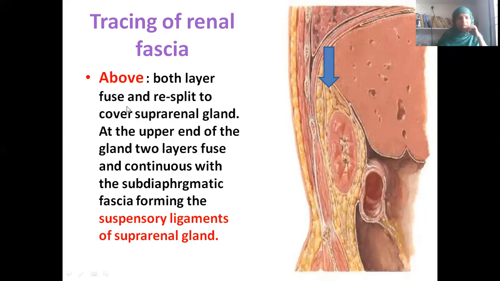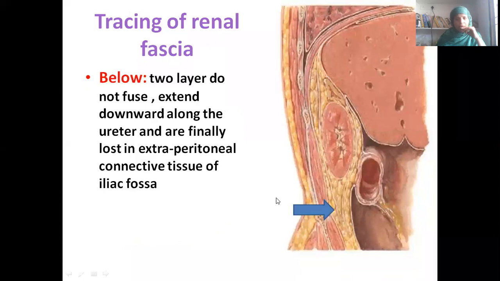Now, whatever I have explained is written here. Above, this is the anterior layer, this is the posterior layer, they are fusing at the upper pole and then re-splitting to enclose the suprarenal gland. Then they fuse back below the diaphragm, that means the under surface of the diaphragm. They become continuous with the subdiaphragmatic fascia and form the suspensory ligament of the suprarenal gland. You read slowly and nicely, then you will understand everything. Then you see below.